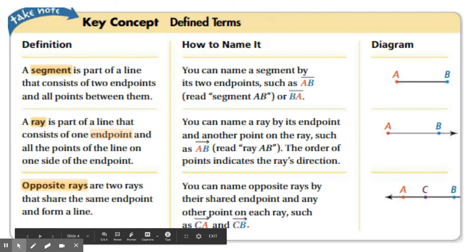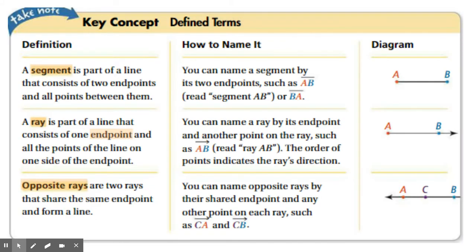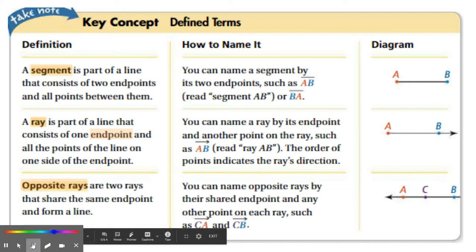Okay, so next we have these defined terms. So once we position our undefined terms, our points, our lines, our planes, now we can define some more terms from those. So the first one is called a segment. A segment is part of a line where it has two endpoints.